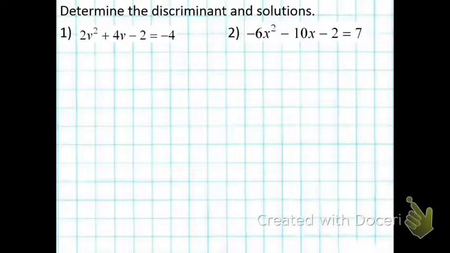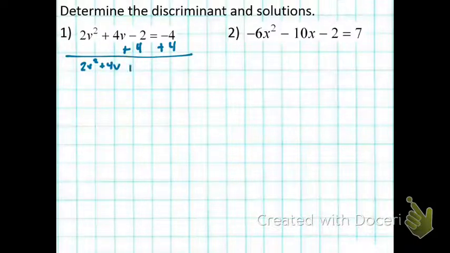Here we go. So, numbers 1 and 2. First thing, of course, make sure A, B, and C are in the correct order. Number 1, it's not. We need to move these constants over to the right, so we have to add 4 to both sides. So we got 2v squared plus 4v plus 2 is equal to 0. A is equal to 2. B is equal to 4. And C is equal to 2.